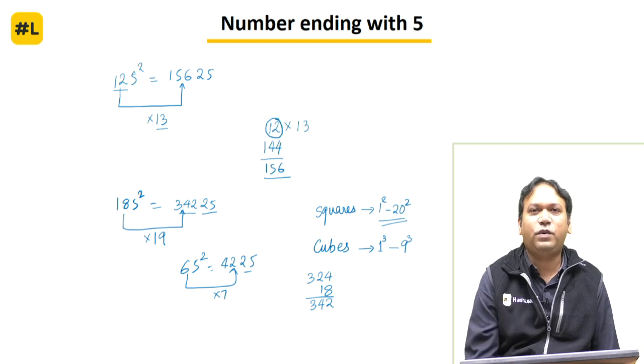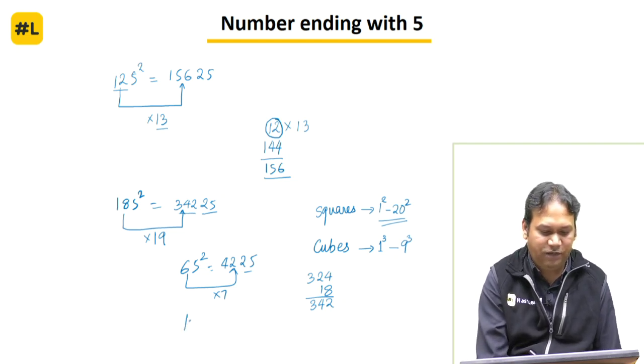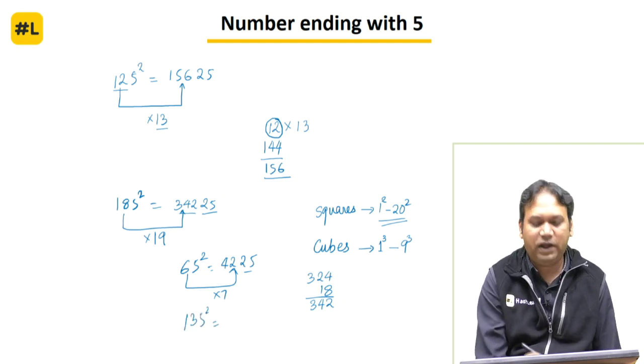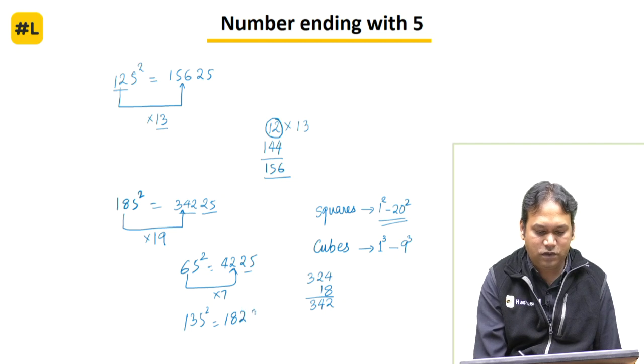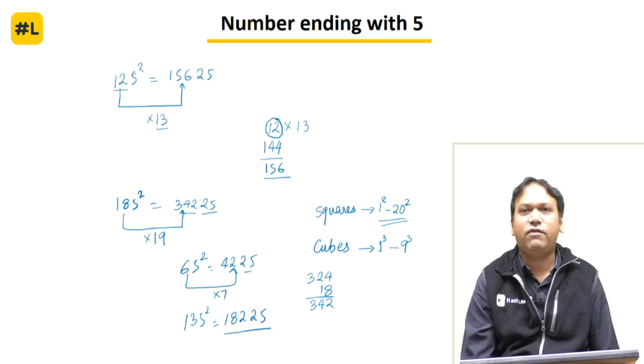What is 135 square? Try this out. 135 square without using pen and paper. 13 into 14. What is the square of 13? 169 plus 13, 182. 18225, right? So we have to practice.